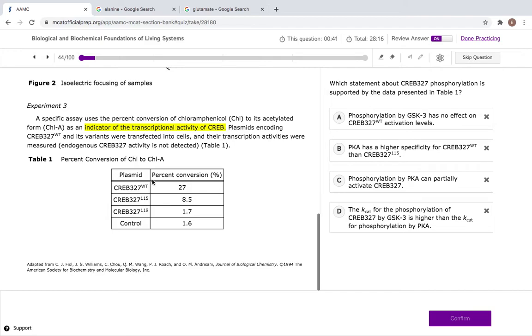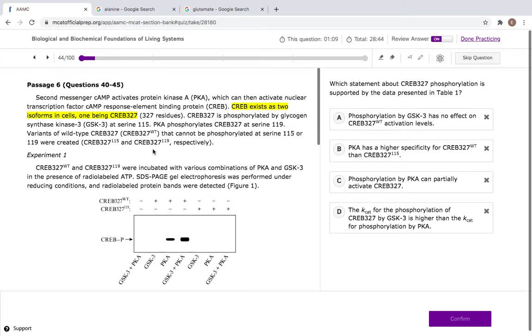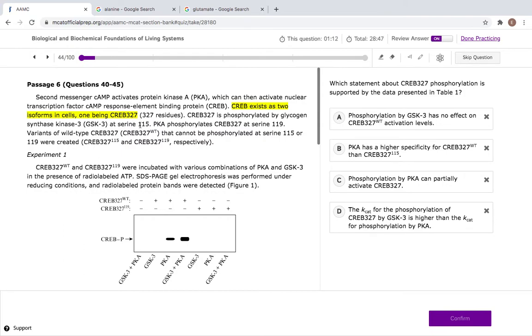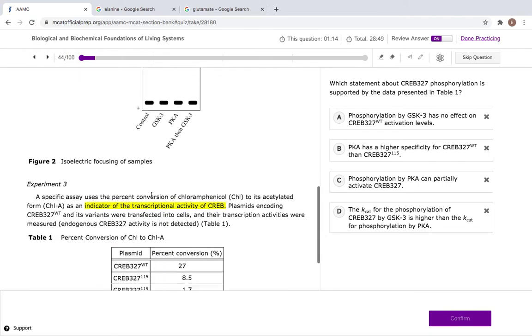Phosphorylation by GSK3 has no effect on Krebs 327 wild type activation levels. No, this is wrong. Why is this wrong? Because look, remember, 119, these forms mean that we can't be phosphorylated at this position. 119 means we can't be phosphorylated at 119. 115 means we can't be phosphorylated at 115. So what was GSK? Is that 115 or 119? Let's see. Hold on. GSK was 115 and PKA was 119.